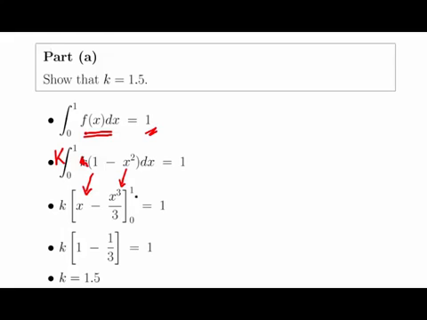and if we evaluate both of those at 0, we get 0, so we can just disregard it and evaluate it at 1. So 1x evaluated at 1 gives us 1, and x cubed over 3, when we evaluate that at x equal to 1, we get 1/3. So we have 1 minus 1/3. And remember, we're pre-multiplying this by k. So k times 2/3 is equal to 1. So when you work that out, k necessarily equals 3 over 2, or 1.5, which is what we were asked.